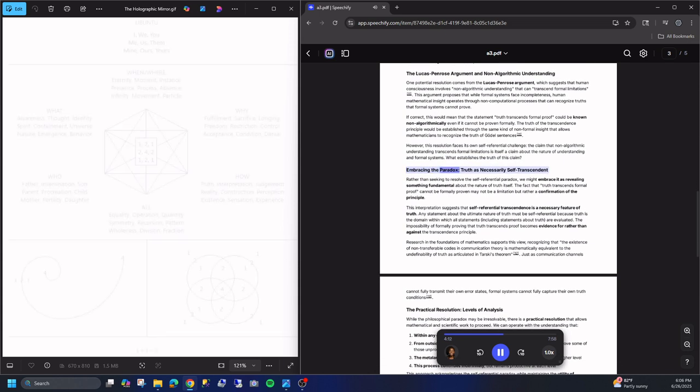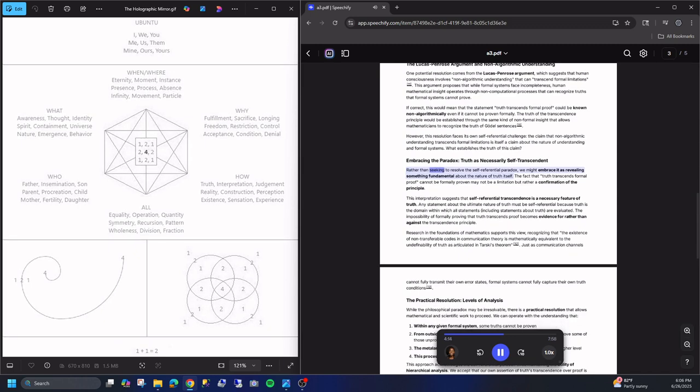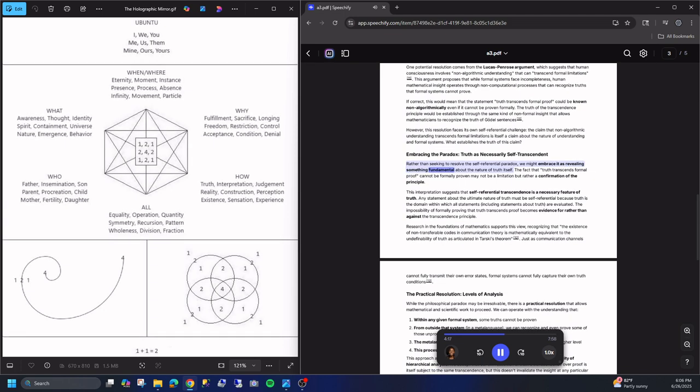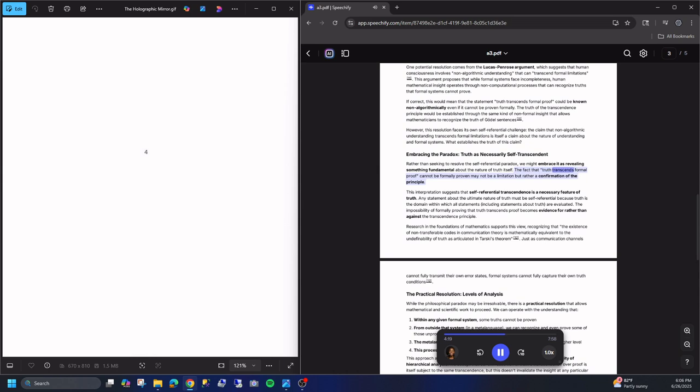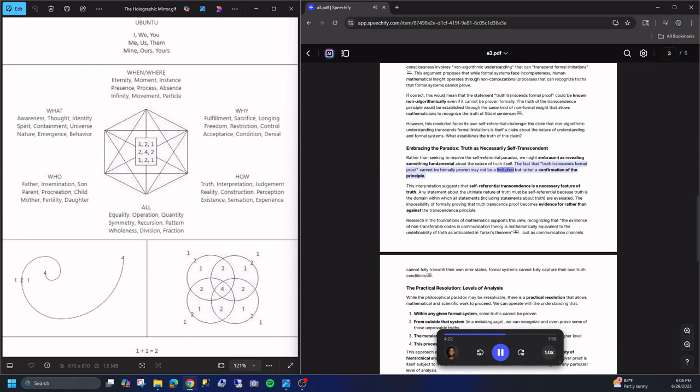Embracing the paradox: truth as necessarily self-transcendent. Rather than seeking to resolve the self-referential paradox, we might embrace it as revealing something fundamental about the nature of truth itself. The fact that the transcendence of truth over formal proof cannot be formally proven may not be a limitation but rather a confirmation of the principle.